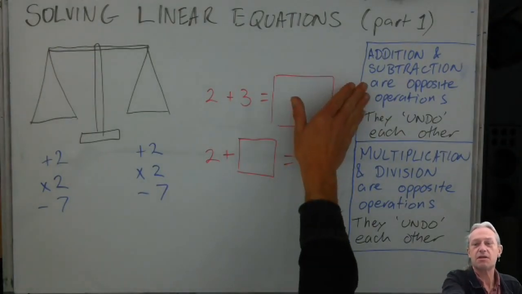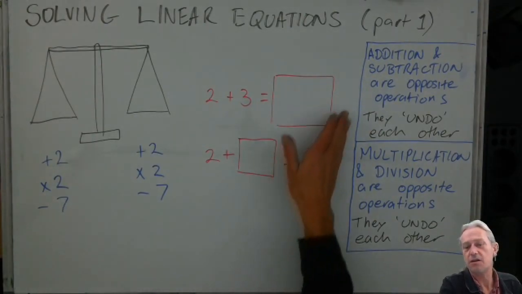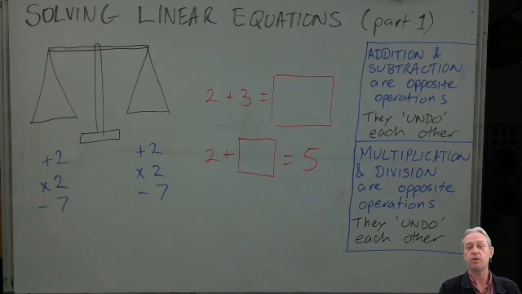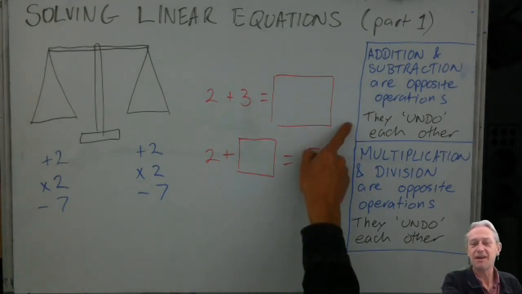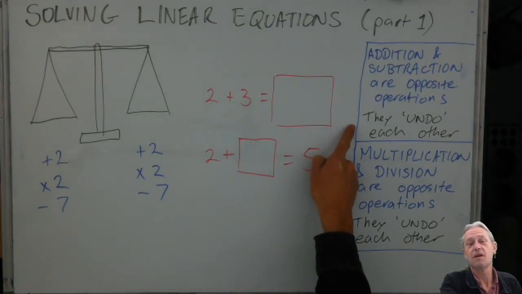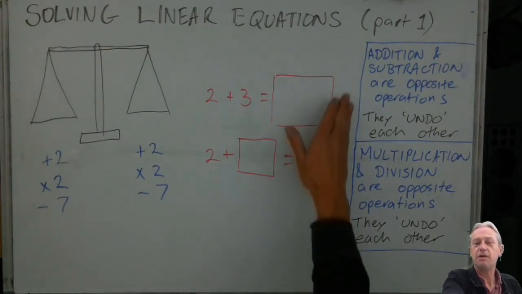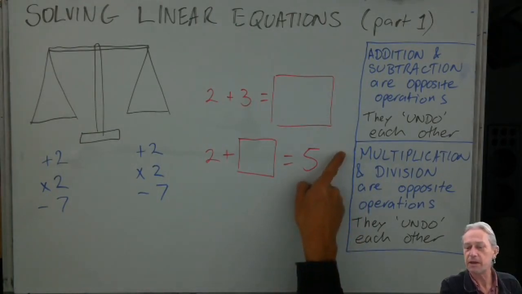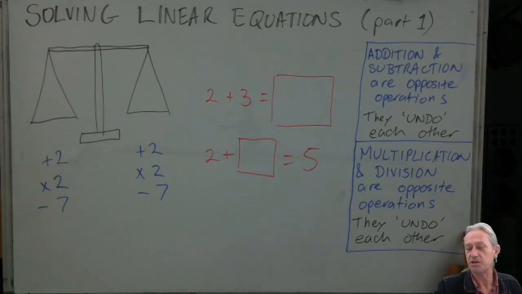What I've written here on the side is a bit of guidelines towards how we decide what to do. With addition and subtraction, addition is the opposite operation to subtraction, and subtraction is the opposite to addition, and they essentially undo each other. And the same goes for multiplication and division. They undo each other too.